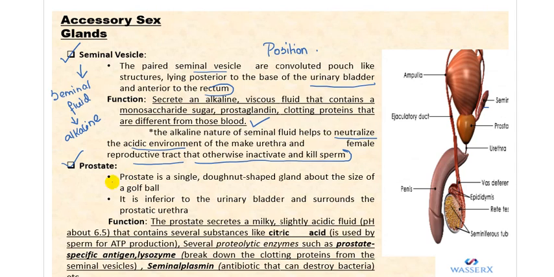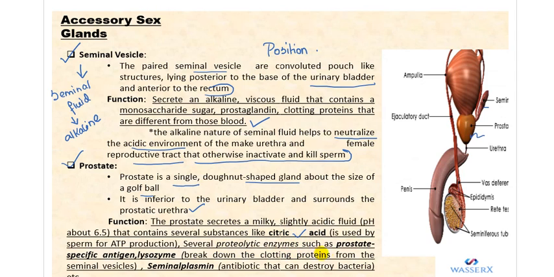And now we'll move on to what is the prostate. The prostate is a single donut-shaped gland. Okay, this is the prostate, and you can see here a donut-shaped gland about the size of a golf ball. It is inferior to the urinary bladder and surrounds the prostatic urethra. And what is the function of the prostate? The prostate secretes a milky, slightly acidic fluid that contains several substances like citric acid, which is used by sperm for ATP production. So citric acid basically helps in ATP production, right?